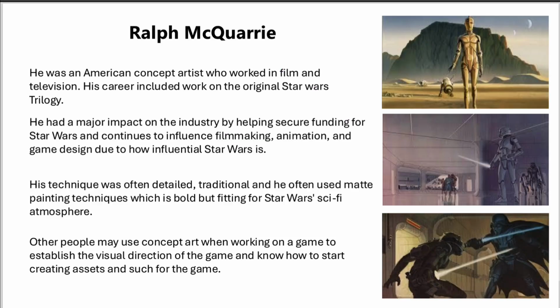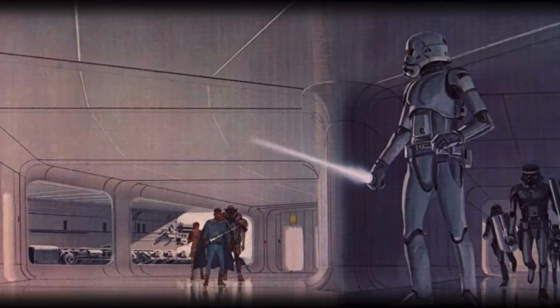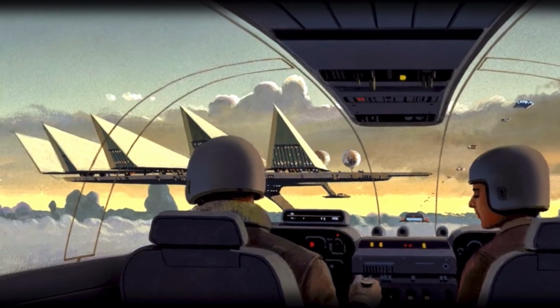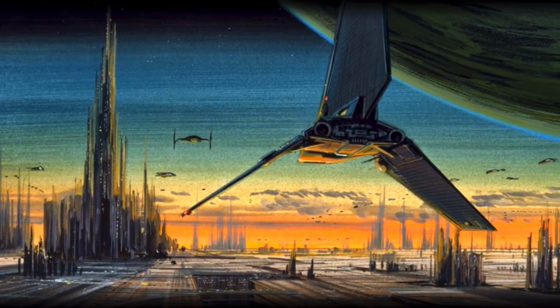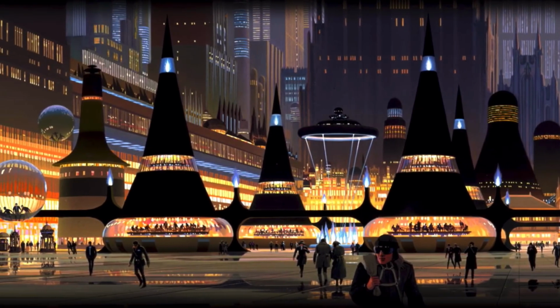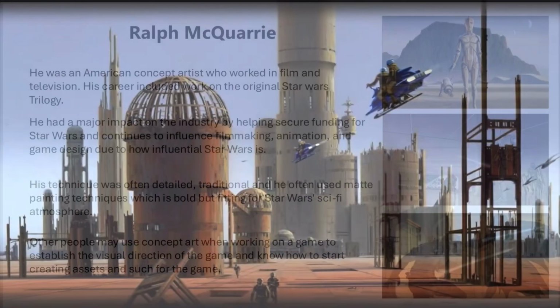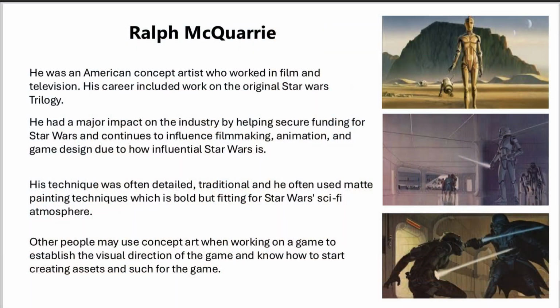Ralph McQuarrie was an American concept artist who worked in film and television. His career included work on the original Star Wars trilogy. His technique was often detailed, traditional, and he often used matte painting techniques which is bold but fitting for the Star Wars sci-fi atmosphere. Other people may use concept art when working on a game to establish the visual direction of the game and know how to start creating assets and such for the game.